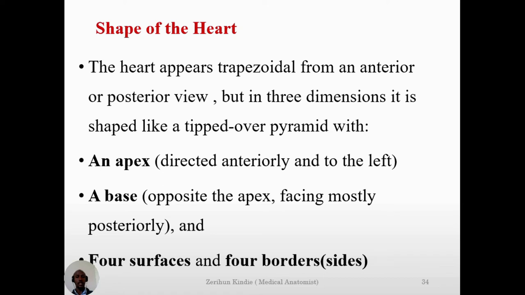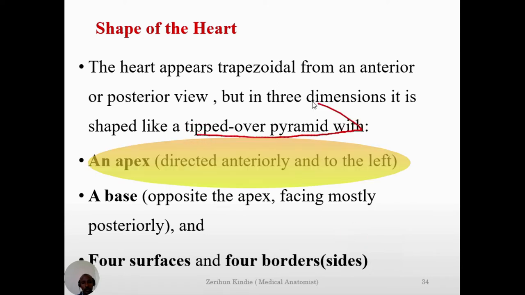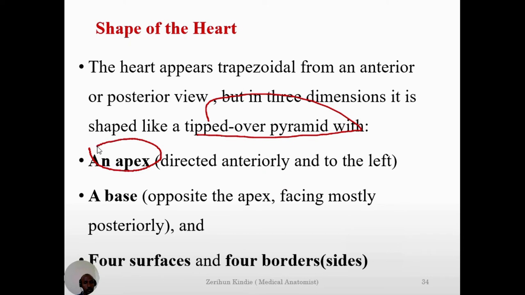Shape of the heart. The heart has an apex. It looks like a pyramidal shape, so we can find the apex. The heart has a base, and the heart has four surfaces and four borders. In this topic, we look at which parts of the heart form the apex, the base, the four surfaces and the four borders.